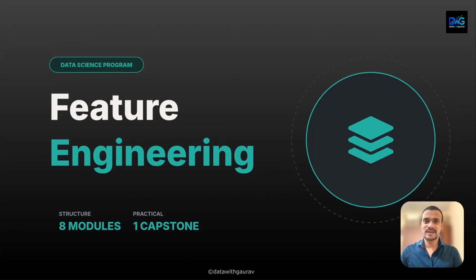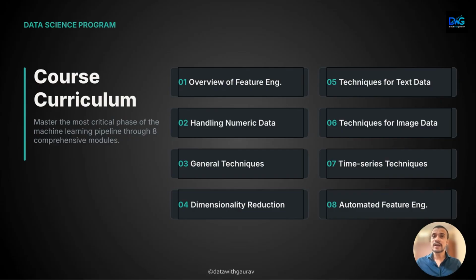So let's get started. This course is divided into a total of 8 modules, with each module building on what's learned in the previous one. Here is what we will be covering throughout this course. We will start with an overview of feature engineering, then we will understand various numerical data and how to handle them.